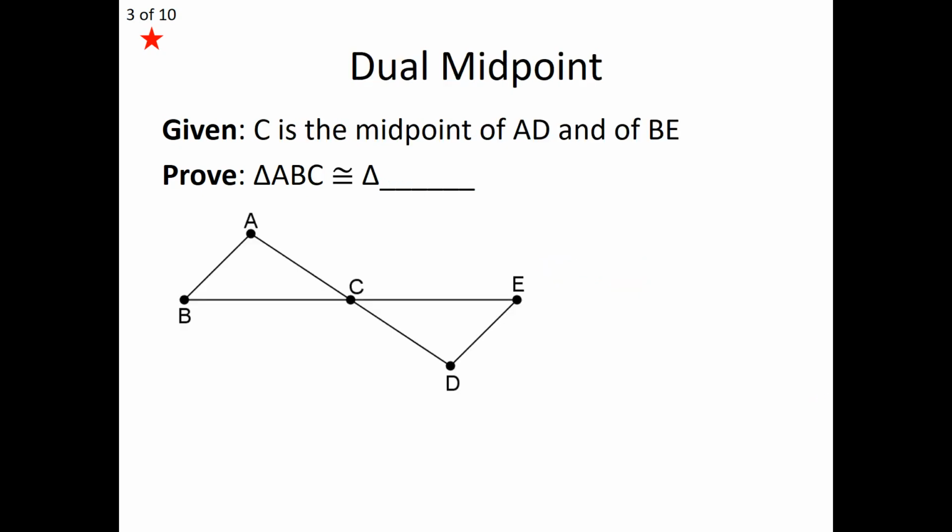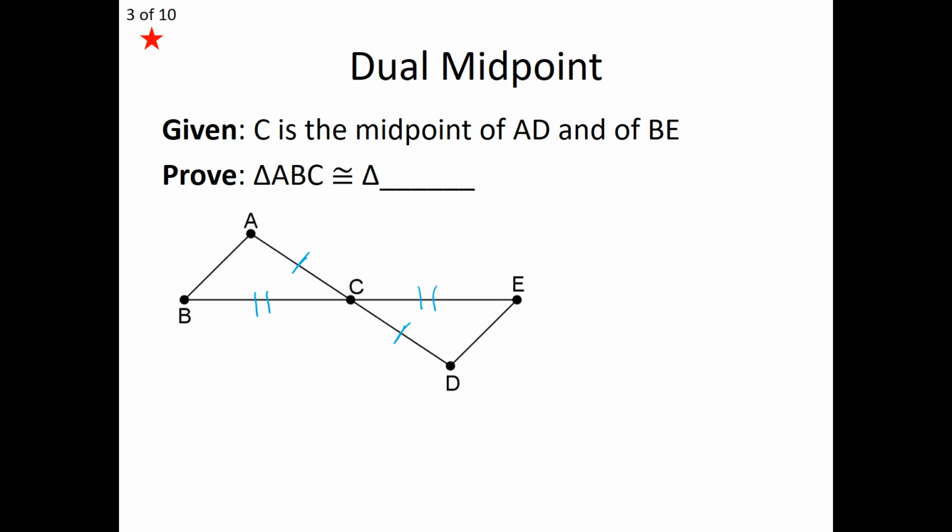Let's take a look at this one. Dual midpoint. We love midpoints. Be on the lookout for them, because midpoints cut things in half equally, and we love equal things. As we dive into this one, C is the midpoint of both of the given segments, AD and BE, which means in my proof, I can claim that AC and CD are equal. I could also claim that BC and CE are equal. So in my proof, whether paragraph or column form, I'm going to have to state that those are equal by the definition of midpoint.